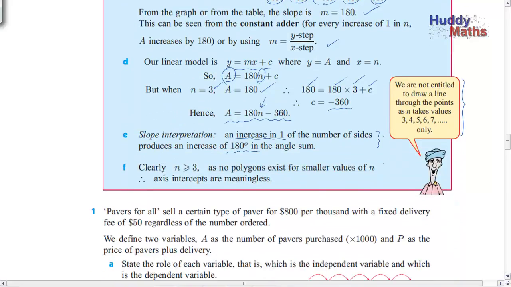So here we can't have n less than 3 because it wouldn't be a closed figure. A polygon, poly means many-sided plane figure, and it's got to be connected to make a figure out of it.